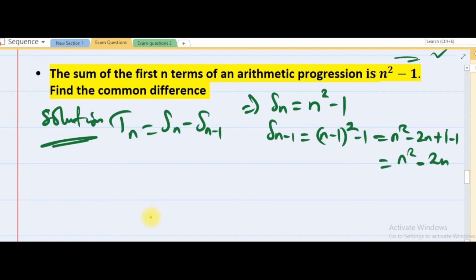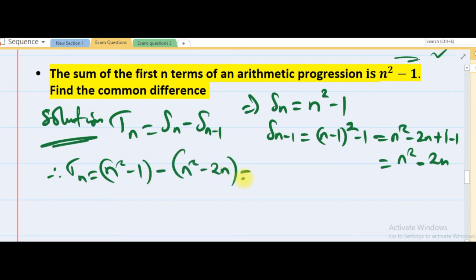So the next thing is now to subtract. Therefore our nth term is n squared minus 1 minus n squared minus 2n. n squared minus n squared is 0, and minus 1 minus 2n is 2n minus 1.